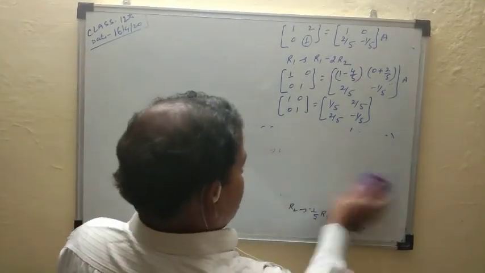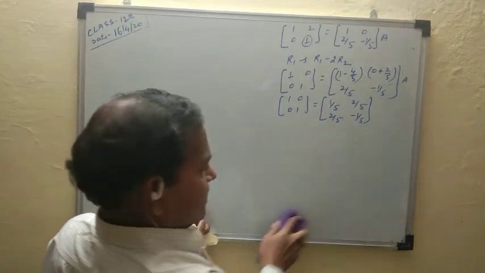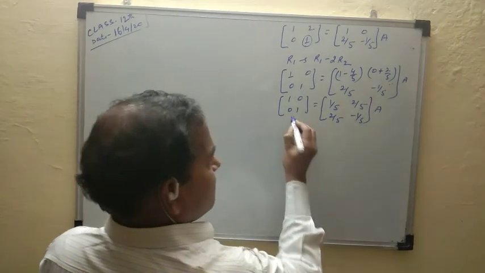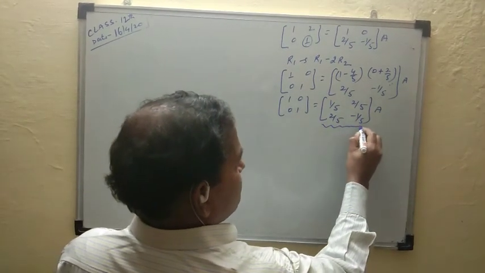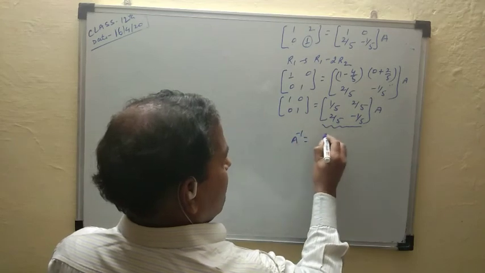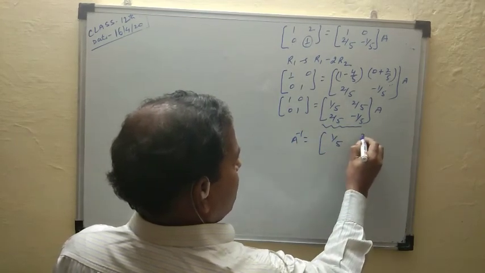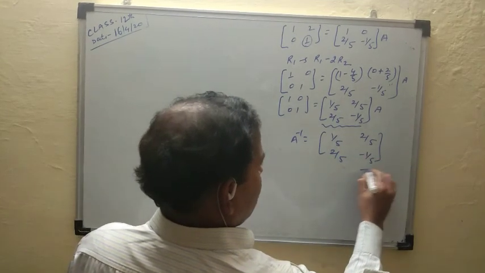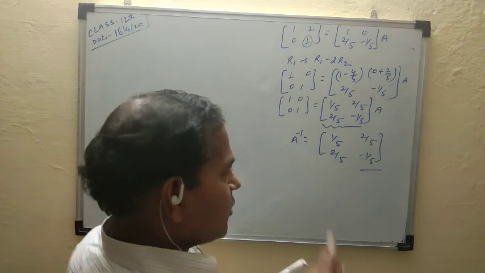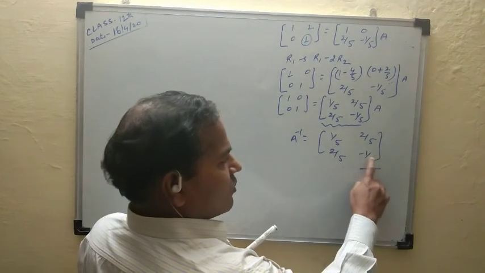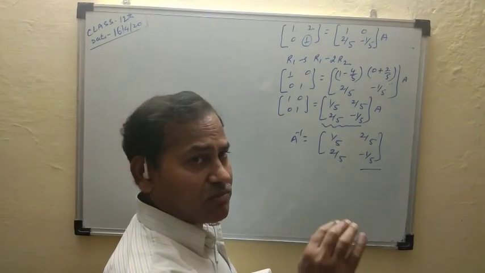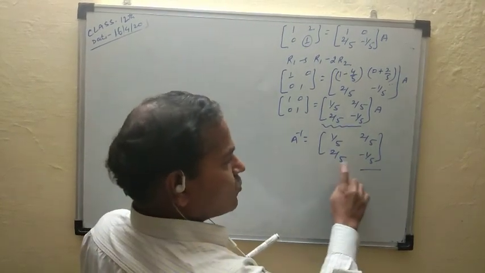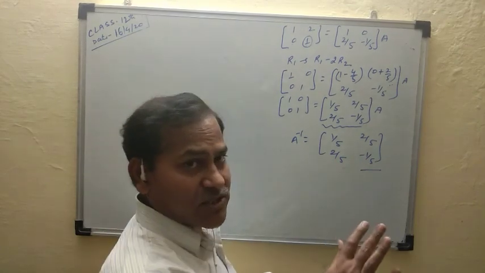So the left side is the identity matrix, this also into A. This is the identity matrix, so this matrix is the inverse of A. That is, A inverse equals 1 by 5, 2 by 5, 2 by 5, minus 1 by 5. This is the inverse. And using this operation, when all entries of any one row or one column are 0, then the inverse does not exist. Suppose all entries of R2 are 0 0, then the inverse does not exist.